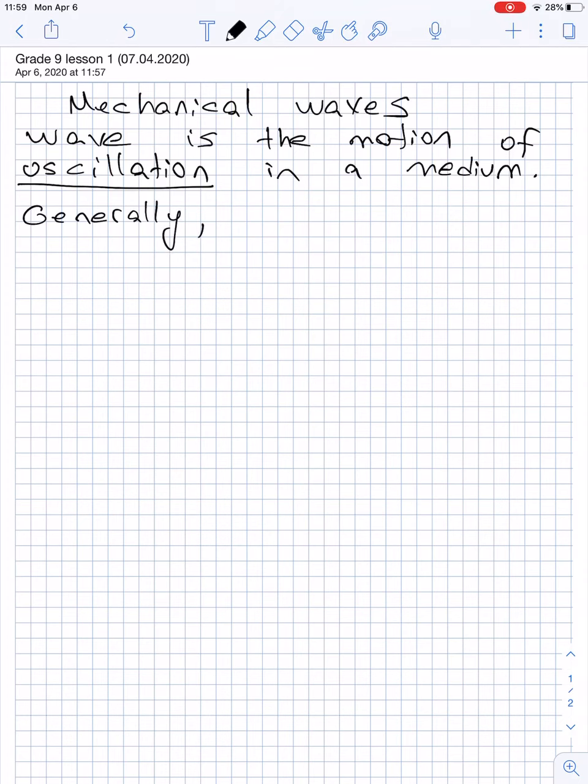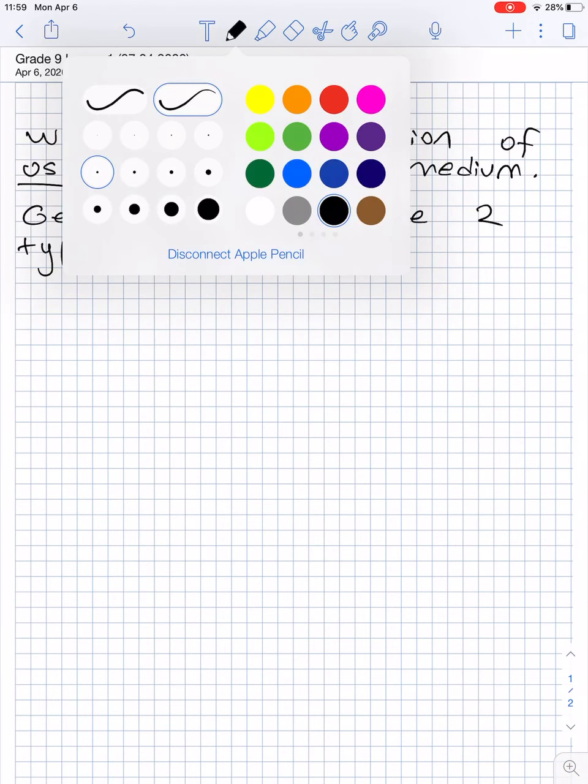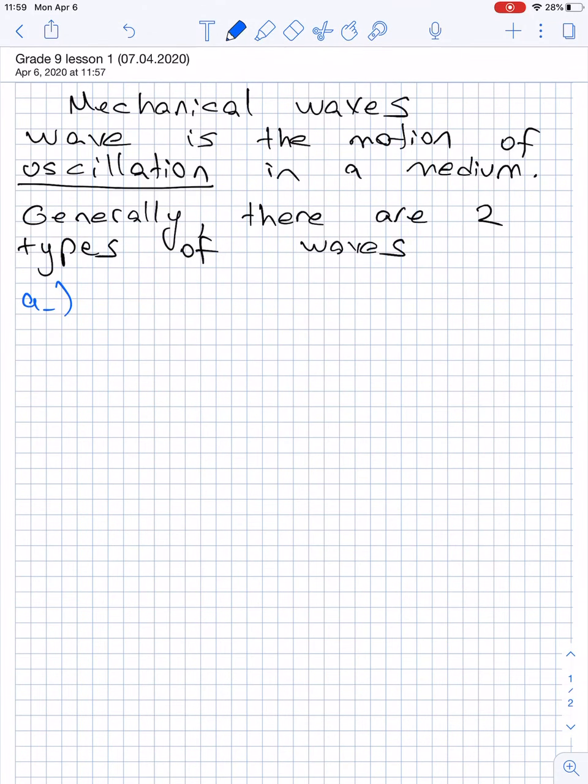Generally, there are two types of waves. First, transverse waves. Transverse waves. What does it mean?